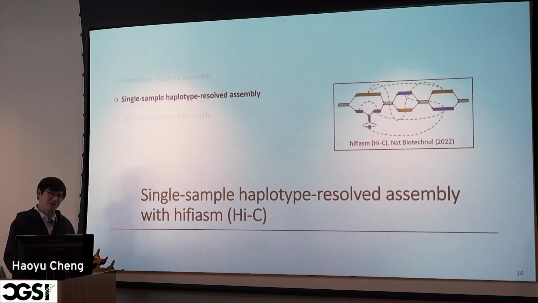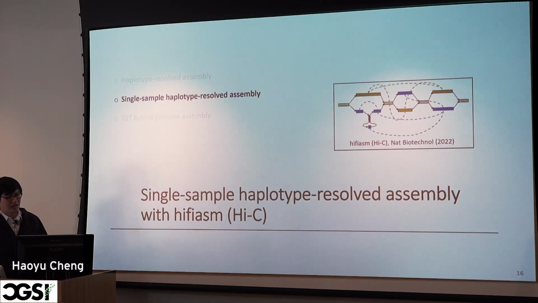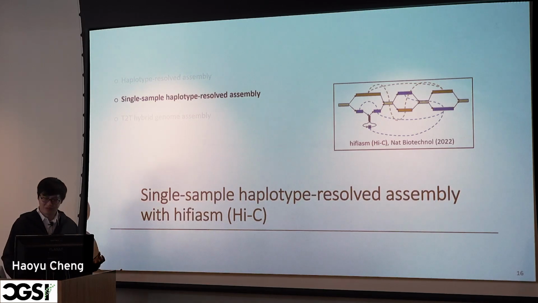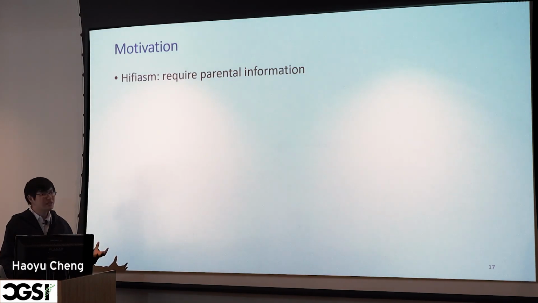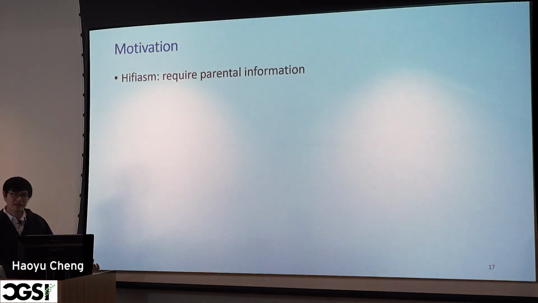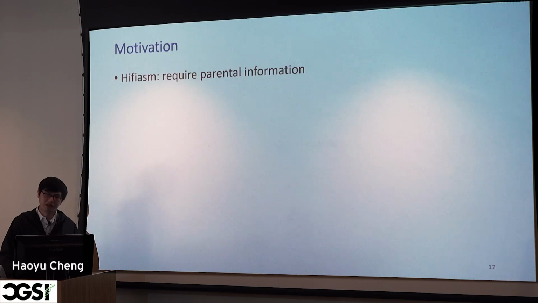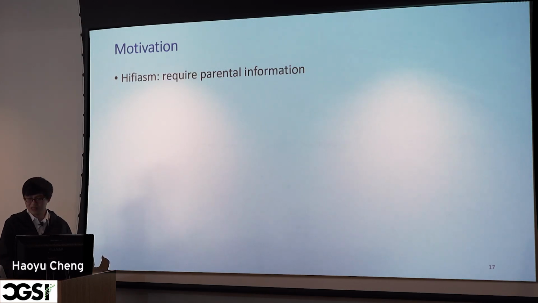I will then talk about how we achieve single-sample haplotype-resolved genome assembly with the additional help of Hi-C. The motivation here is that the main limitation of our algorithm is that it requires parental information to do the phasing.